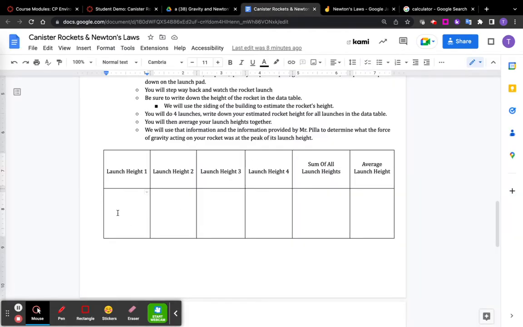So your data should look something like this. Maybe you got 2.5 meters. I'm going to draw it. It's a lot quicker. 2.5 meters. Maybe you got 3 meters on your second. Maybe a short one, 2 meters on your third. Let's say the last one was really high.